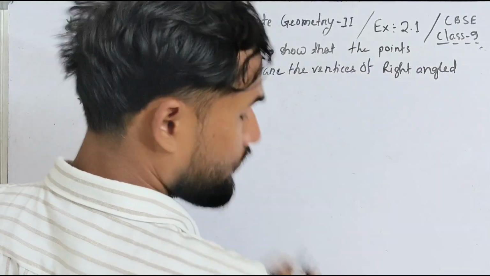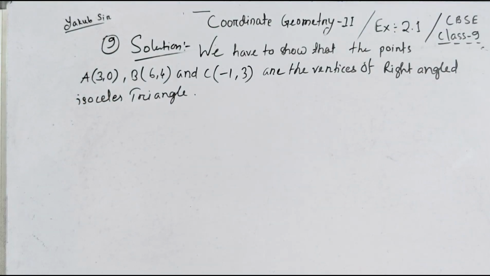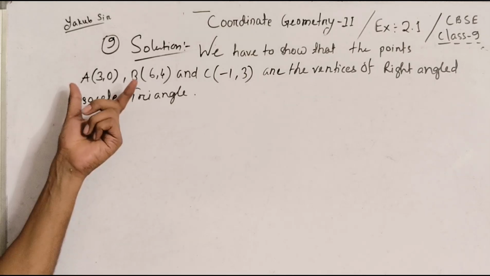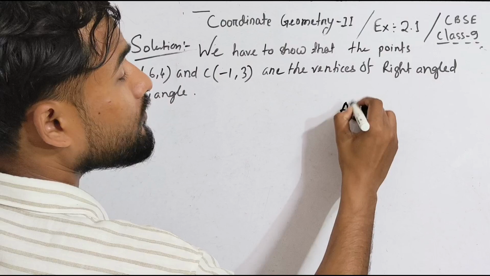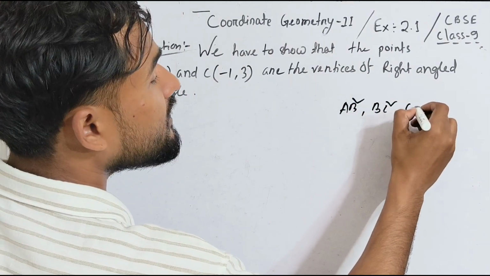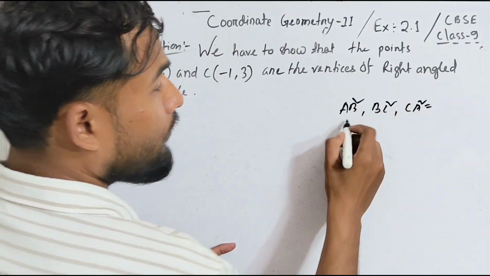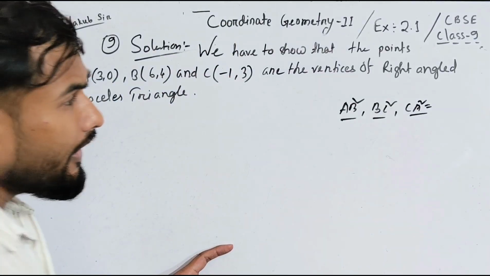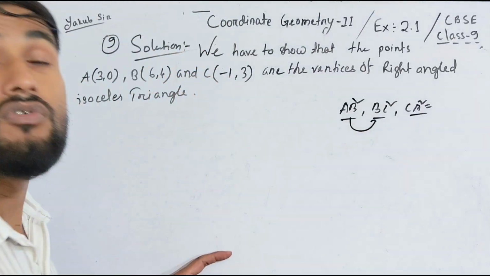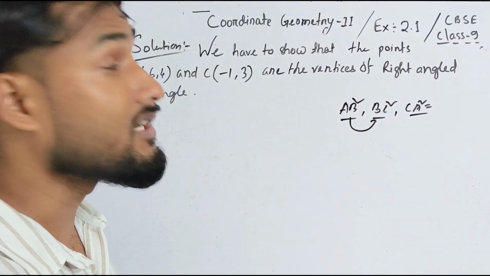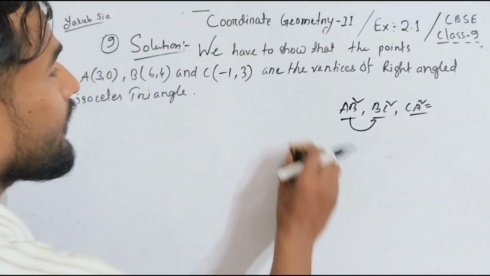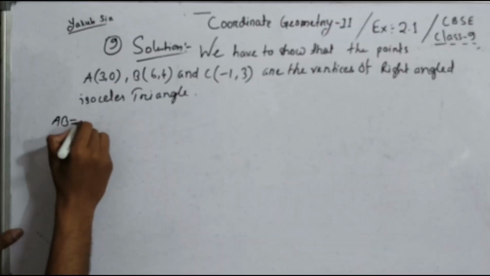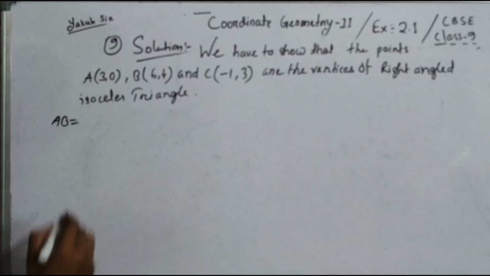Then we can do it similarly to question number 8. First we have to find the distances AB, BC and CA and square them. Suppose we get AB square, BC square and CA square. If the sum of any two equals the third, it means ABC will be a right angle triangle. So we will find AB using the distance formula.